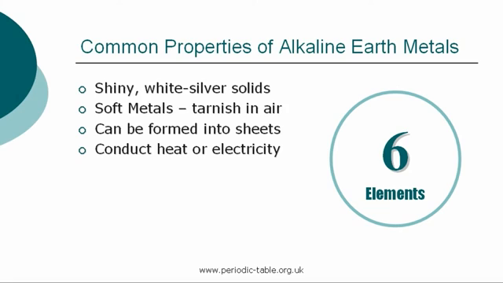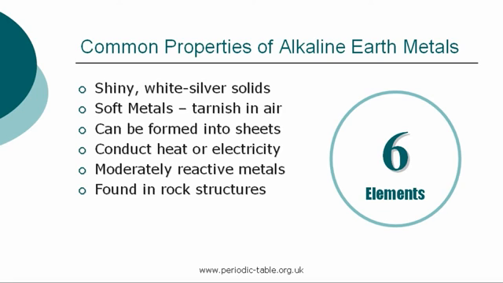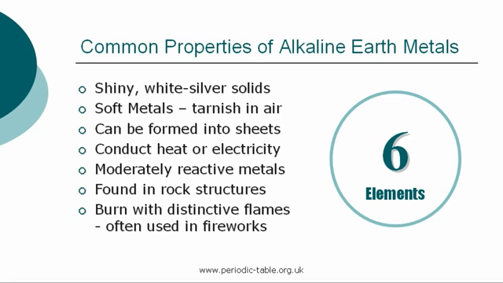Elements classified as alkaline earth metals are all found in the Earth's crust, but not in the elemental form, as they are moderately reactive with other substances. Instead, they are widely distributed in rock structures. The alkaline earth metals all burn in air and glow with characteristic colors when heated. Their distinctive flames and colors explain why they are used in fireworks.